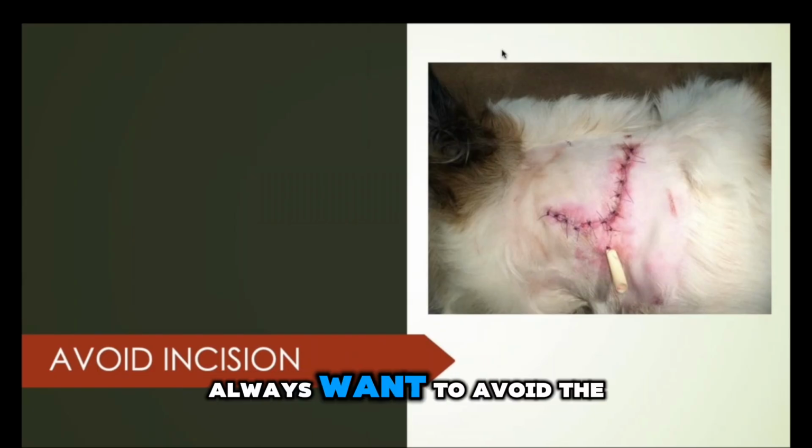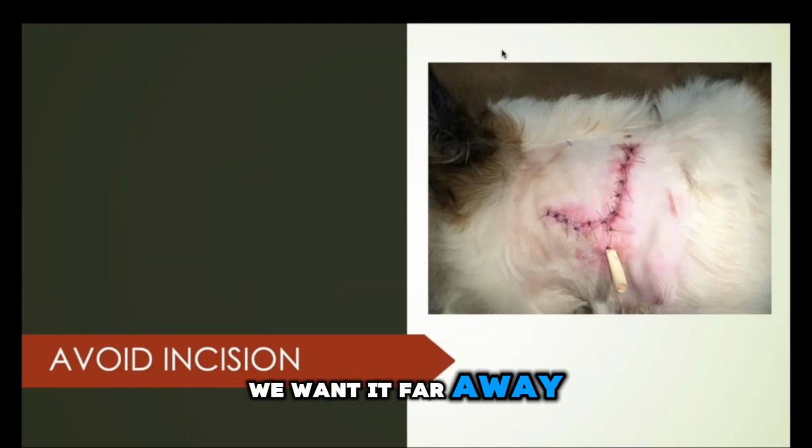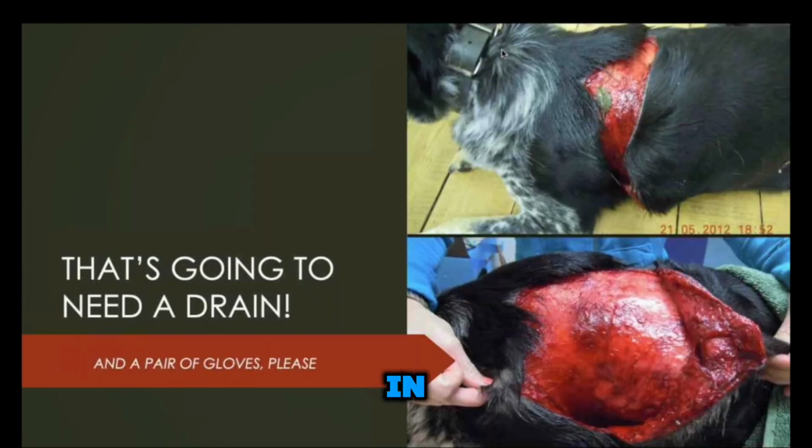And like I said, we always want to avoid the incision too. We want it far away, gravity dependent. We don't want it exiting through the incision or exiting in furred skin.